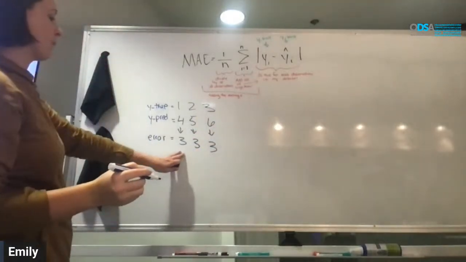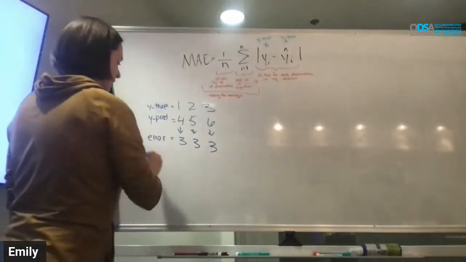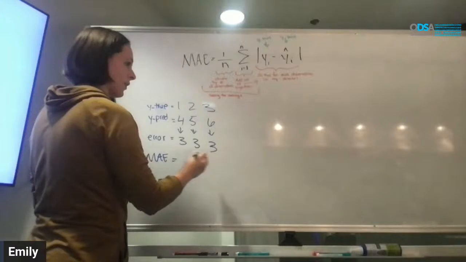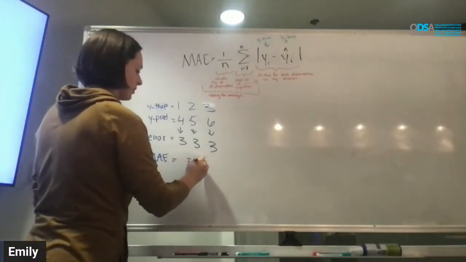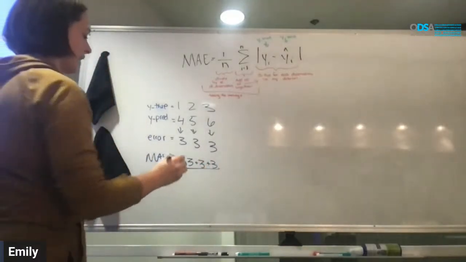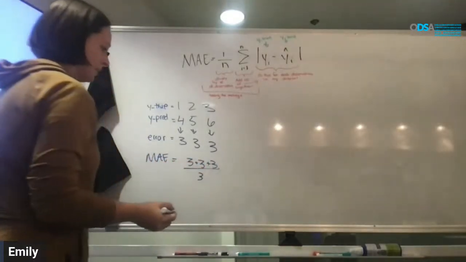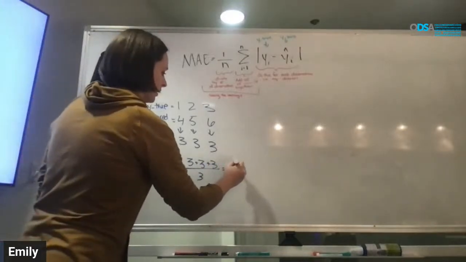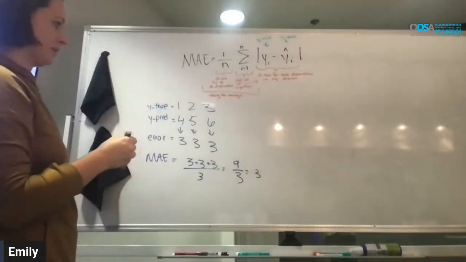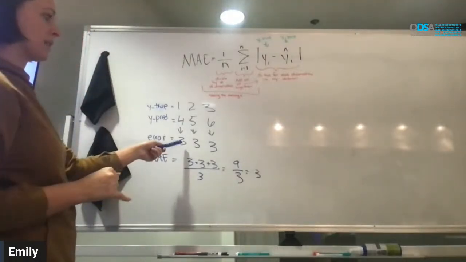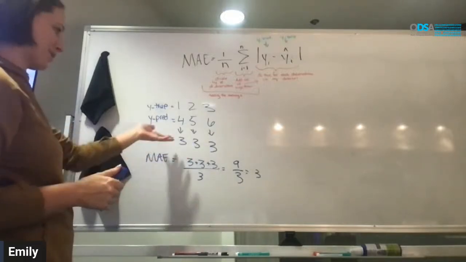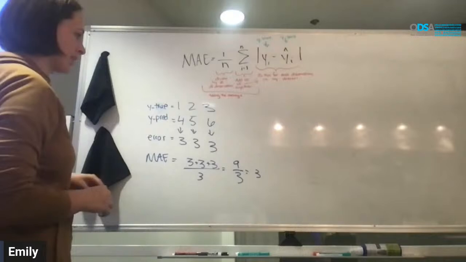And so what we would do is take all these errors. Our MAE is equal to the sum of our errors divided by N. 9 over 3 is 3, which makes sense because we had 3 for everything. So our average error is 3 because it was 3 for everything.